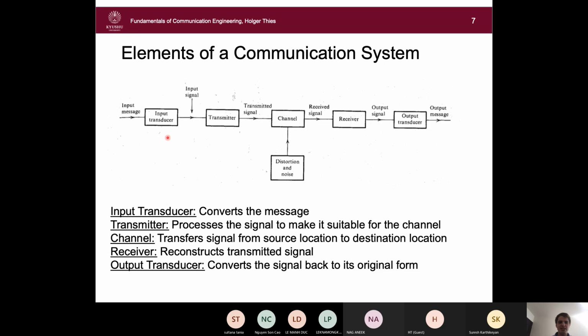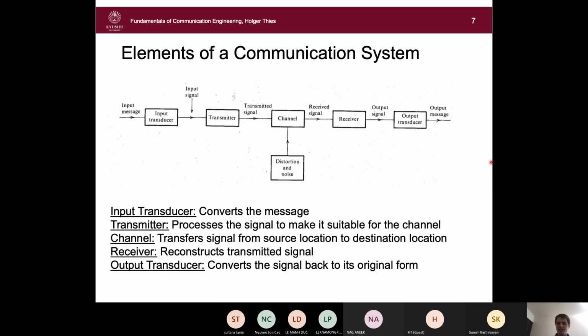You first start with some input message, and the goal of the system is you get this input message at the source and you produce an output message at the destination, and you want to produce an output message that is as close as possible to the input message. And what exactly the input message is depends, of course, on the context. For example, it can be a sequence of letters, it can be a sequence of words, it can be a voice, or it can be a picture, or many more.